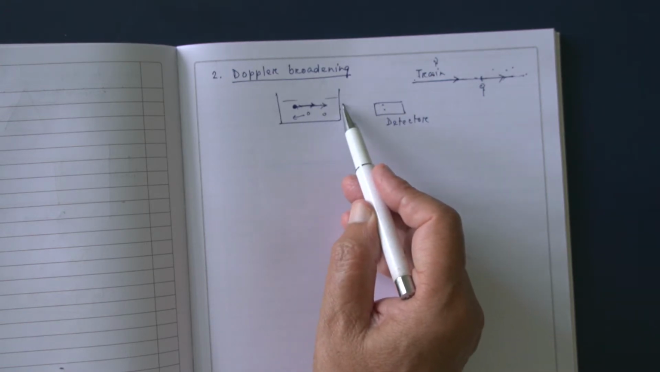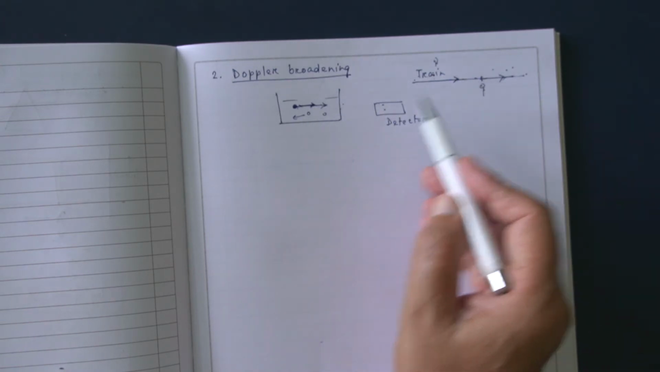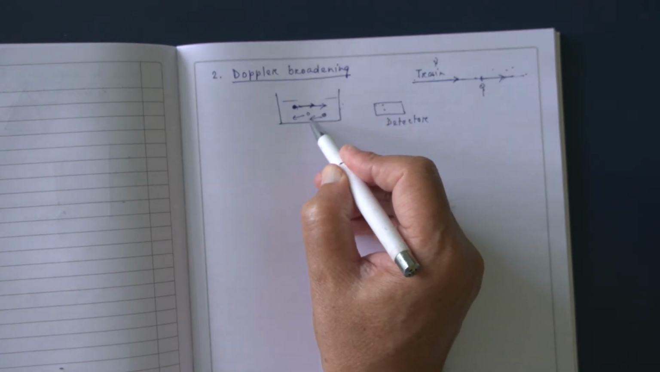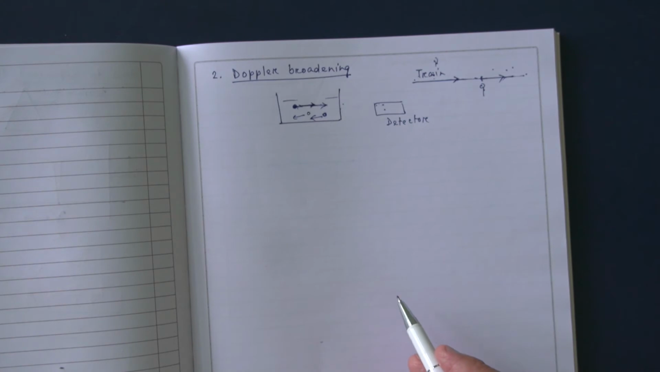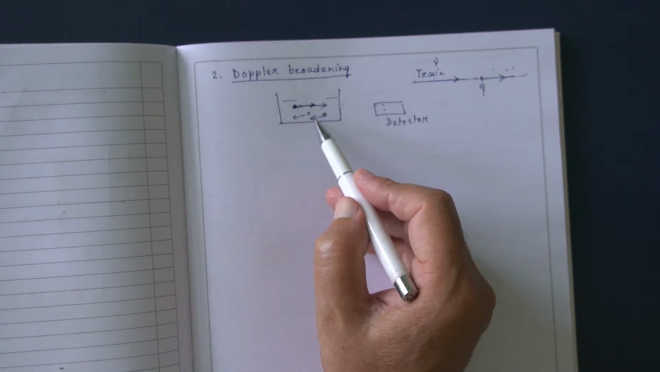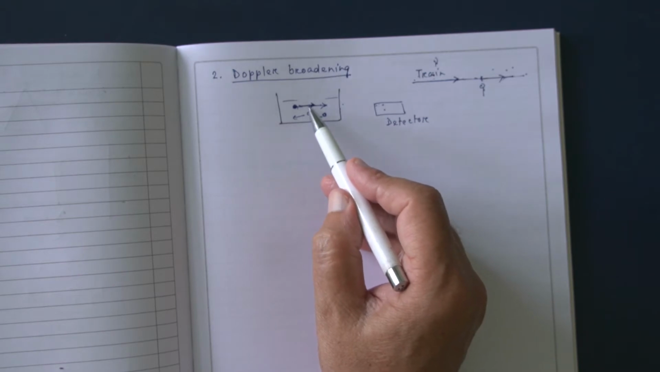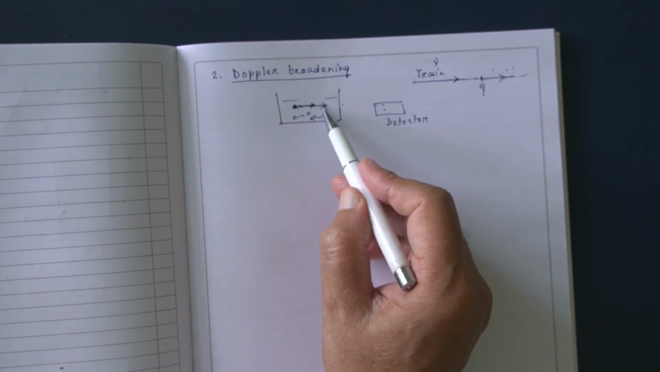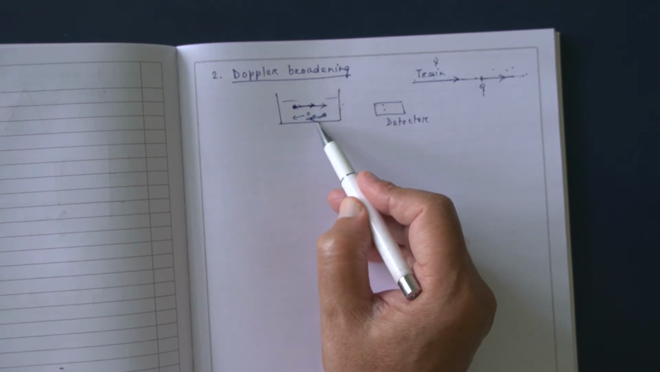Frequency will increase, just like here. If the molecule is moving this way, frequency decreases. So this is the Doppler effect. Due to this also, there is some uncertainty in the frequency. Frequency may increase, frequency may decrease.